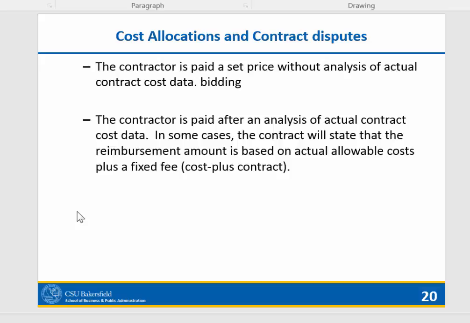The first thing we're looking at is a contractor. The contract can be a contract of a government, or of a big business corporation, so it can be private, it can be the government, basically all kinds. There are two different models normally. One is the billing model. A contractor can be paid at a set price without analysis of actual contract cost data. The billing is kind of an advantage for the person who tries to outsource part of their business.